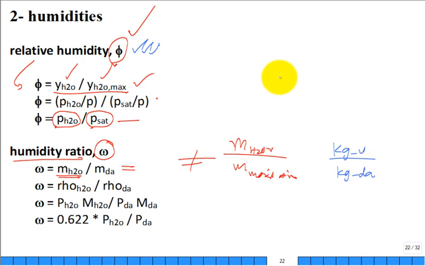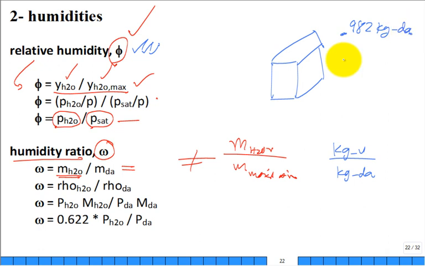All right? So if I have a cubic meter and I say in this I have, let's say, 0.982 kilograms of dry air, and I have 0.018 kilogram of water vapor, how many total kilograms of moist air is there? It's 1.000, if I did the math right. I'm just making these numbers up, right? Is that okay? Did I make a math error, or is that good?